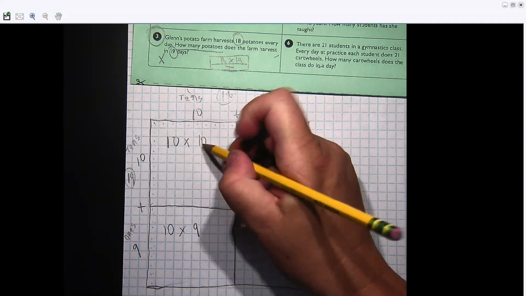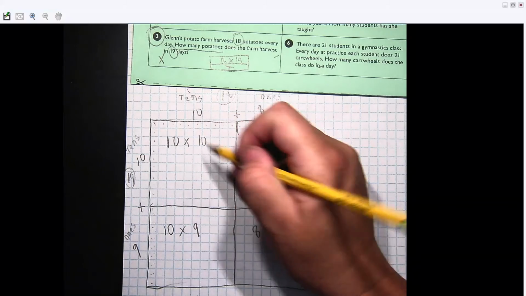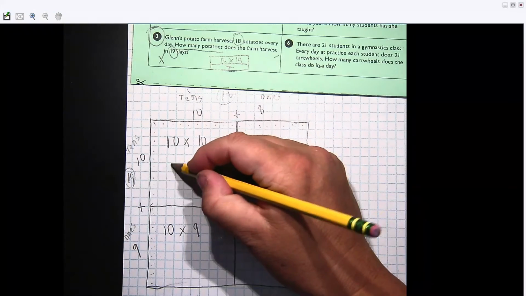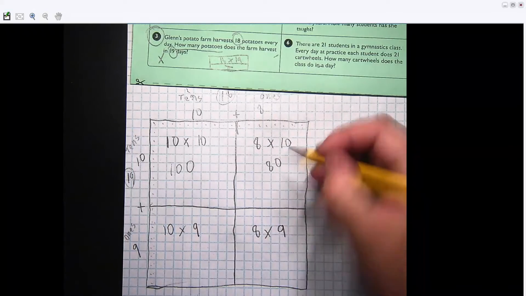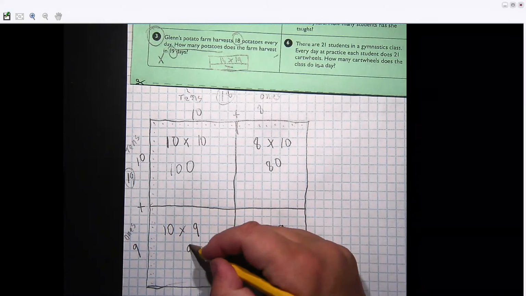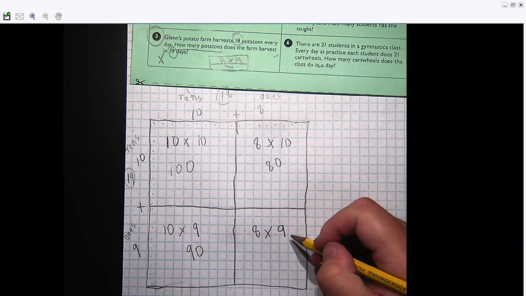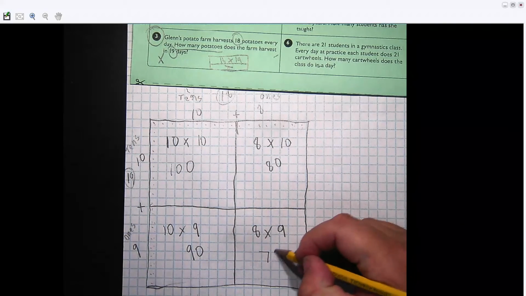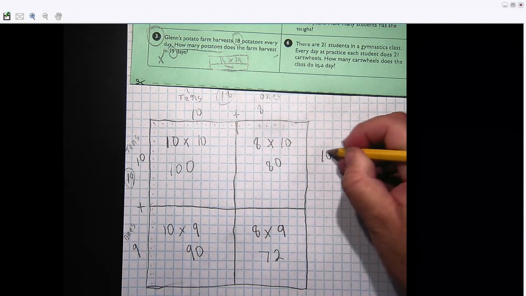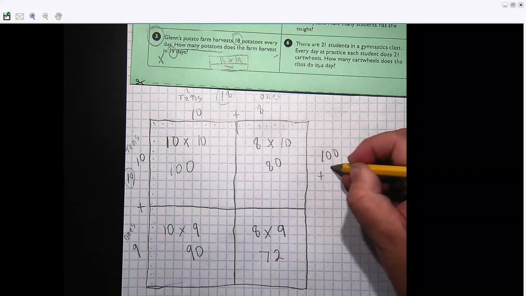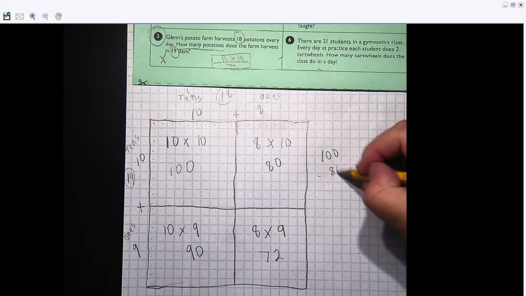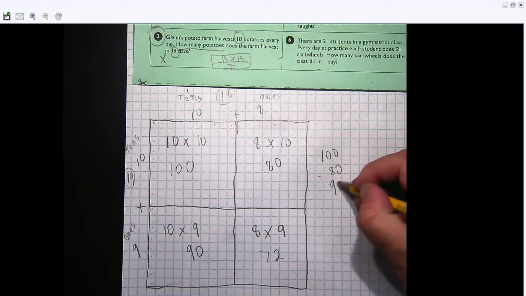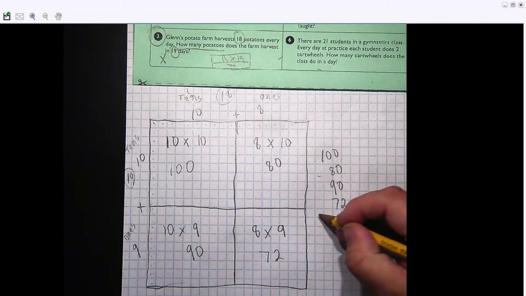10 times 10 is a perfect square. That means both of our factors are the same, and that equals 100. 8 times 10 is 80. 9 times 10 is 90. And 8 times 9 is 72. 100 plus 80, 90, 72.